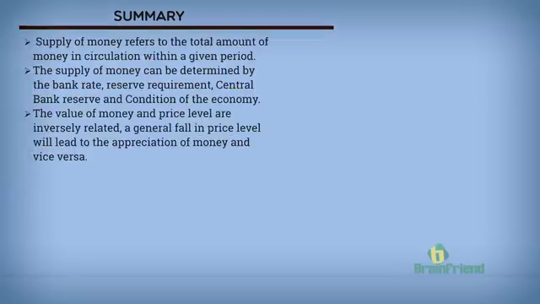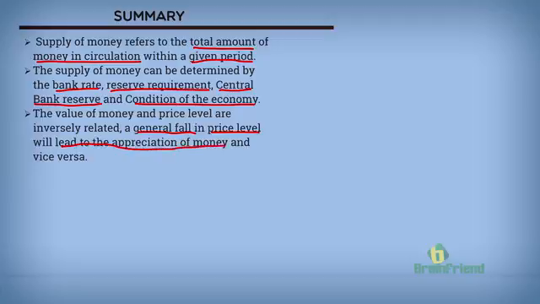Supply of money refers to the total amount of money in what? Circulation within what? A given period. The supply of money can be determined by the bank rate, the reserve requirement, central bank reserve, and the condition of the economy. The value of money and price level are inversely related. A general fall in the price level will lead to the appreciation of money and vice versa. Hope you've learned something today.